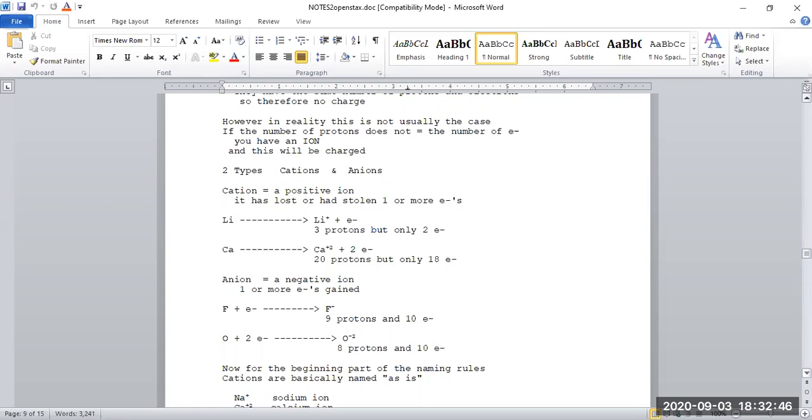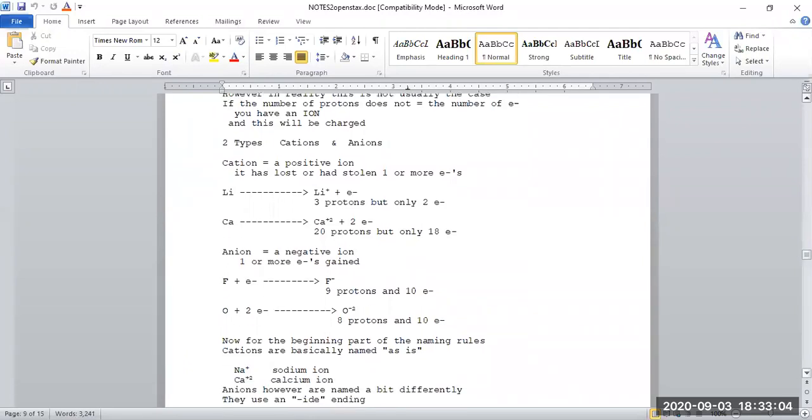Oxygen likes to steal 2. It starts out life with 8. If it goes and steals 2 from somebody else, maybe it's stolen from the calcium, now I've got 10 electrons. So my oxygen has a -2 charge.